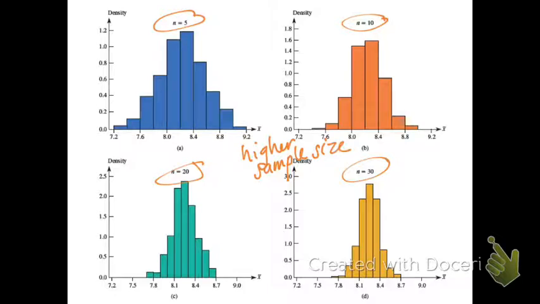The higher the sample size, the smaller your what? Standard deviation. I wrote that on my chart. Okay.